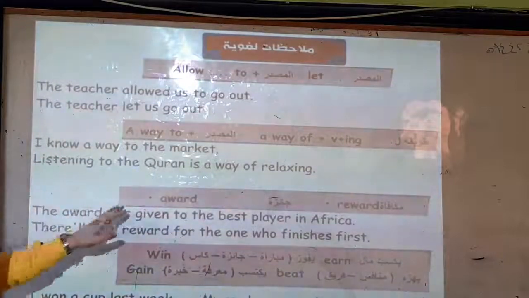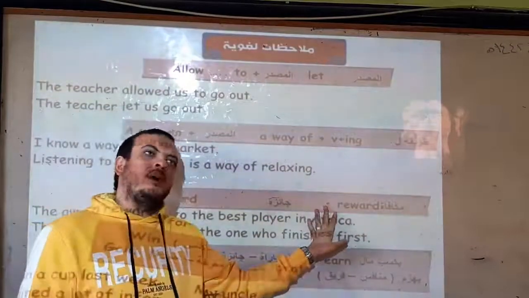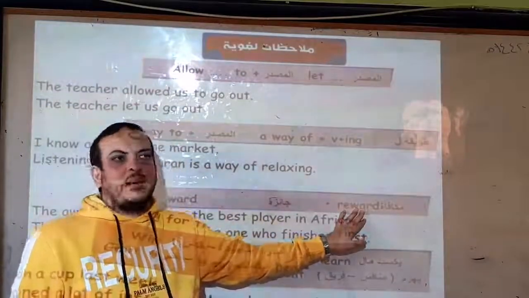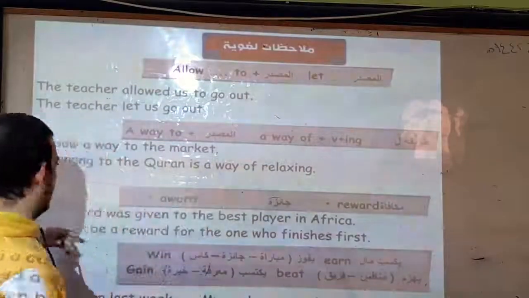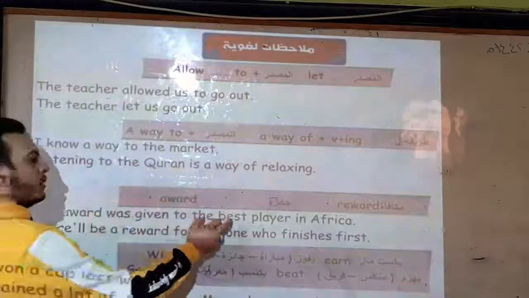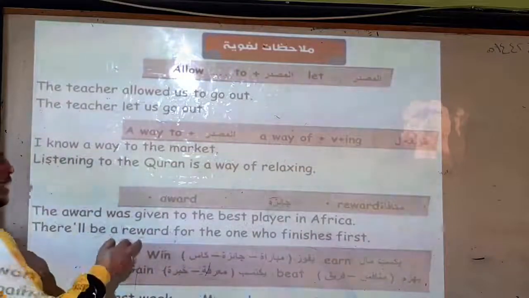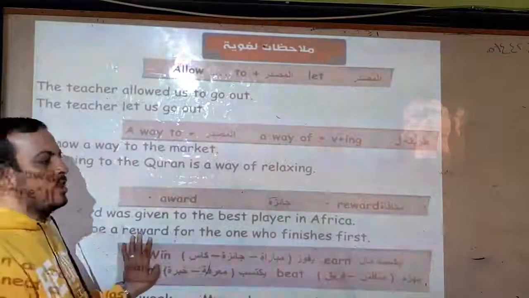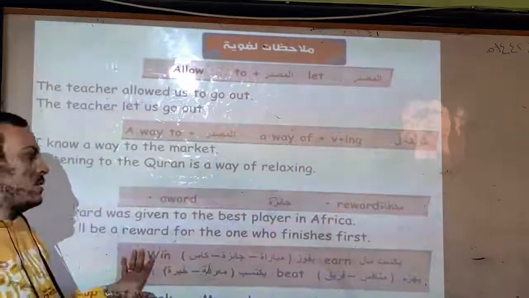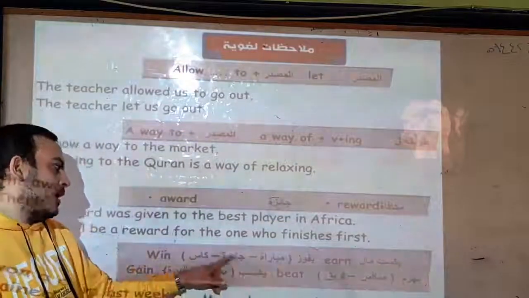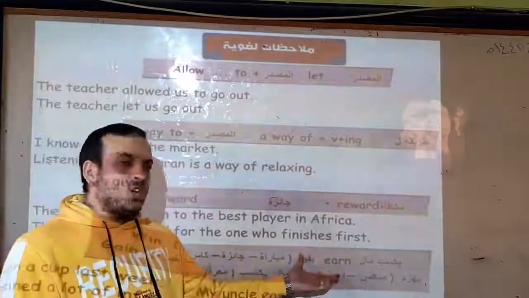Okay, here we have a word and reward. Award means prize, reward means to reward. My father rewarded me. He got me a small gift, okay, he got me something. This is reward. But award is a big prize. Let's see together: the award was given to the best player in Africa. There will be a reward for the one who finished first. Win should be followed by a match, an award, a trophy, a cup, a prize, a match. You win all of these things.